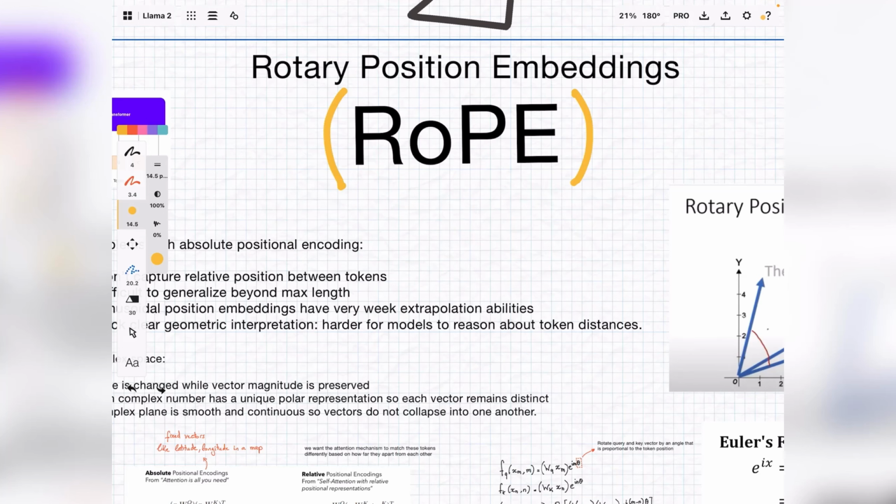Rotary Position Embeddings, or RoPE for short. Essentially what it is, it's a way to embed or encode information about the positions of the tokens that a transformer needs to really understand sequence.